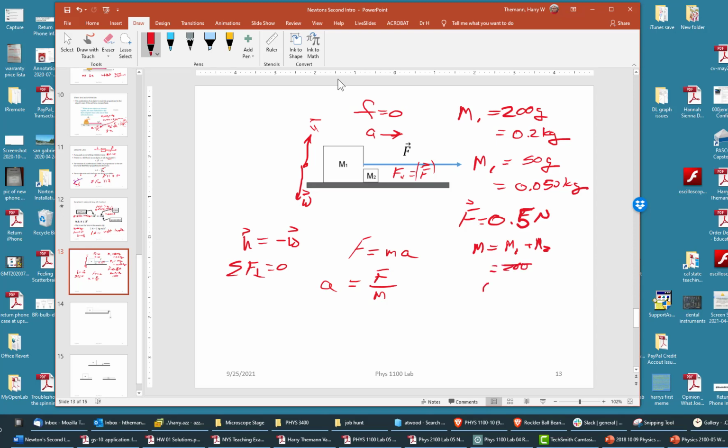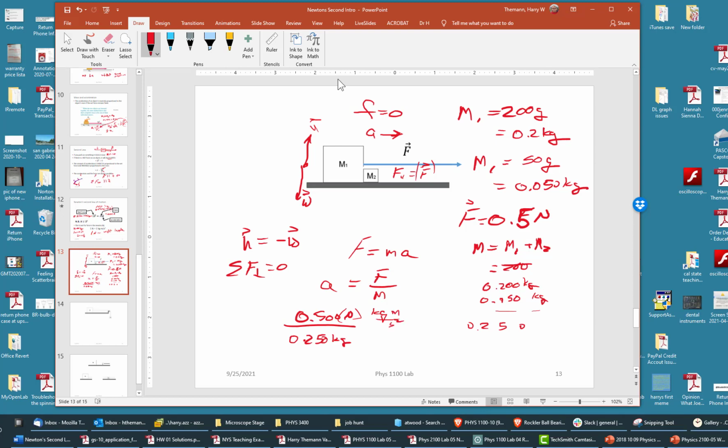Oh, we need kilograms. 0.200 kilograms plus 0.050 kilograms. So then we have 0.52, and we see the newtons. So we have 0.500 newtons divided by 0.250 kilograms. And remember, a newton is also a kilogram meter per second squared.